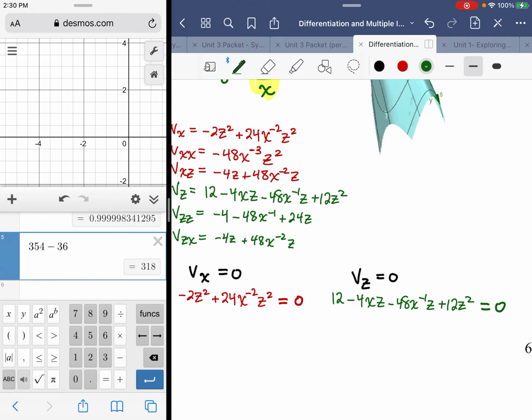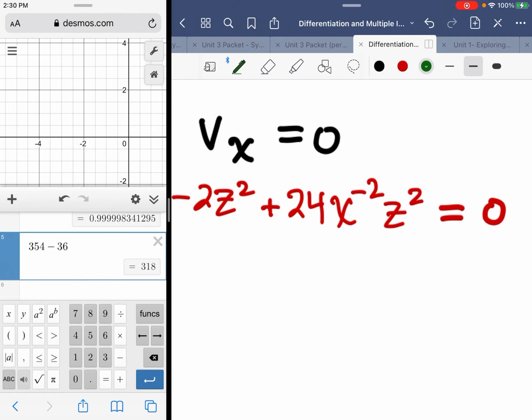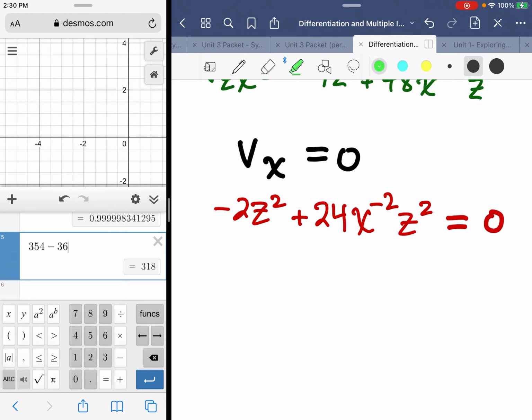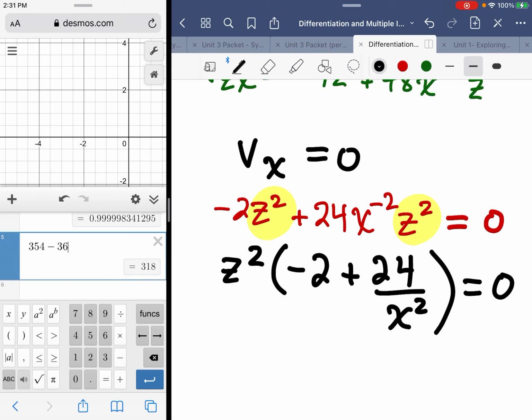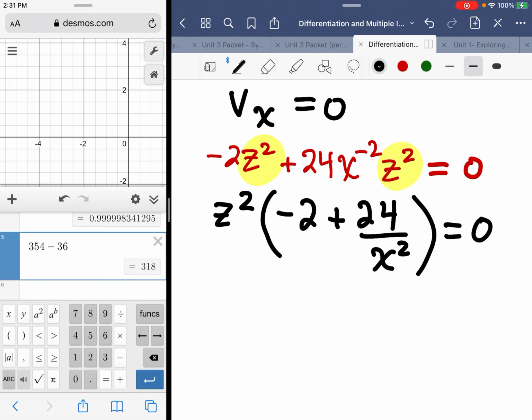All right, so again, we have those like terms. What I can do here is focus on this one. I have a common z squared that I can factor out. So let's take care of that. So negative 2 plus 24, and I'm going to write this as over x squared equals 0. So I'm going to get z equals 0, and I'm going to get negative 2 plus 24 over x squared equals 0.